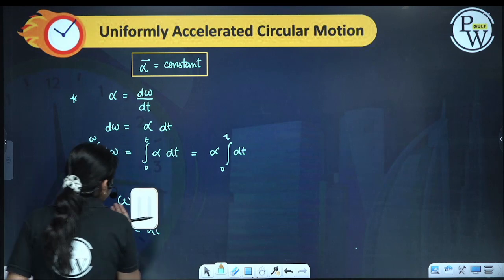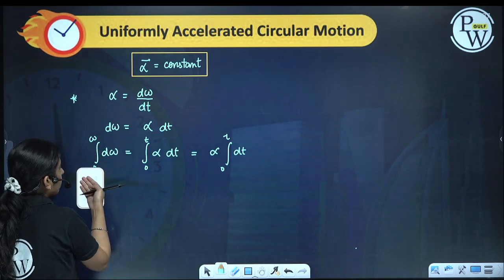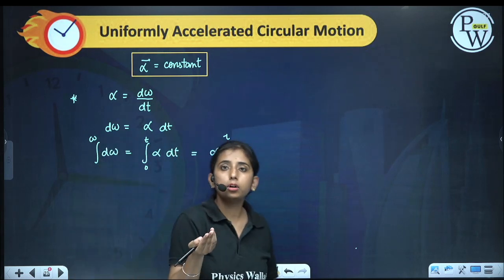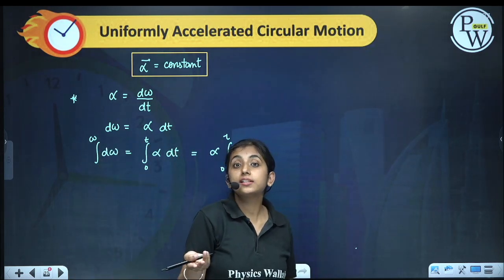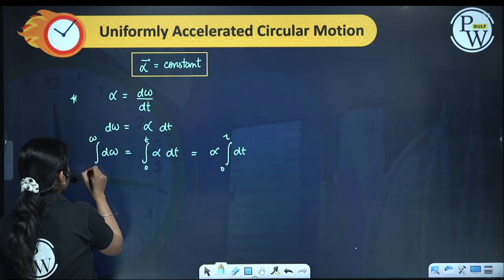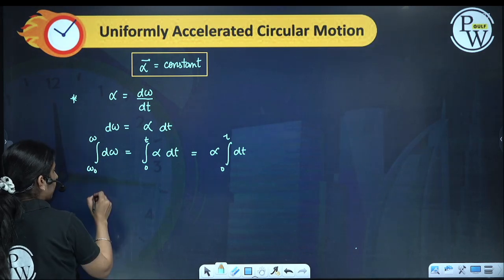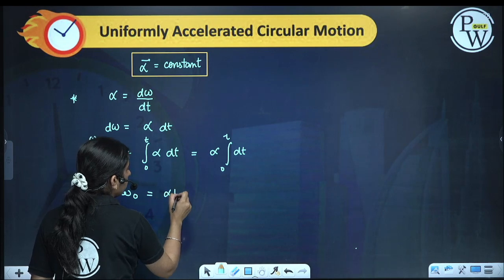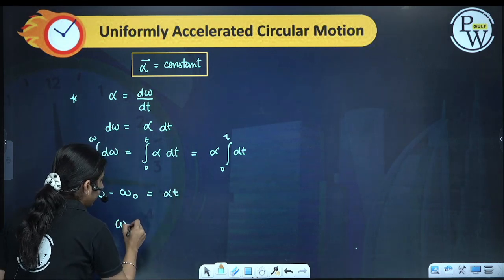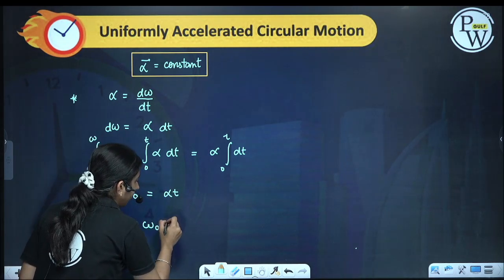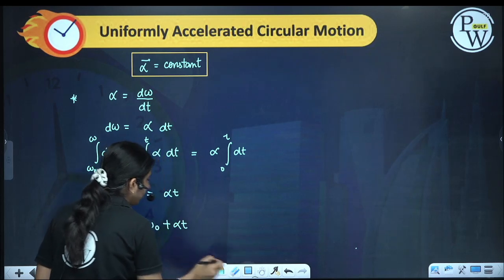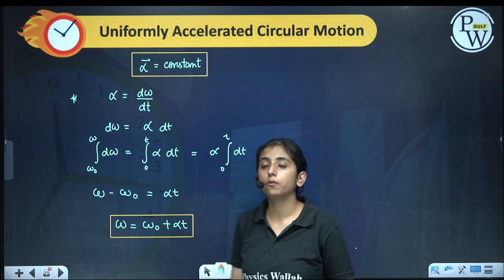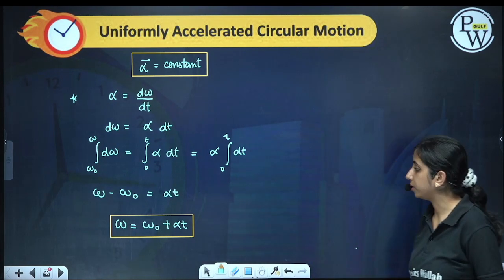Suppose that at t is equal to 0, my omega is not 0. For 0, omega will be equal to alpha t. But what if it is not 0? It is equal to omega naught. What we will have? Omega minus omega naught is equal to alpha t. So omega will be equal to omega naught plus alpha t. So from here we get our first equation of uniformly accelerated motion.